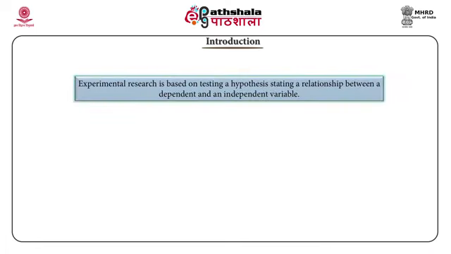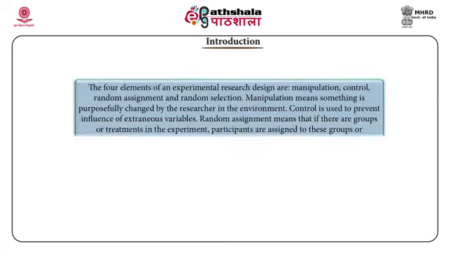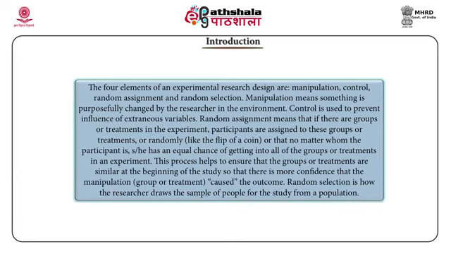Experimental research is based on testing a hypothesis stating a relationship between a dependent and an independent variable. Experiments are the best method in social science for establishing causality. The four elements of an experimental research design are manipulation, control, random assignment and random selection. Manipulation means something is purposefully changed by the researcher in the environment. Control is used to prevent the influence of extraneous variables.